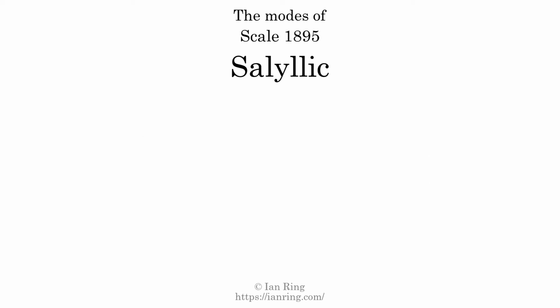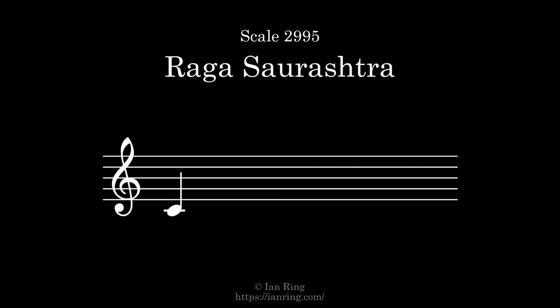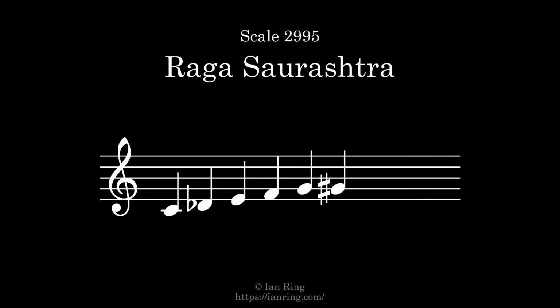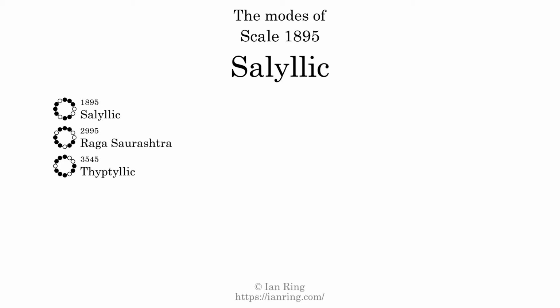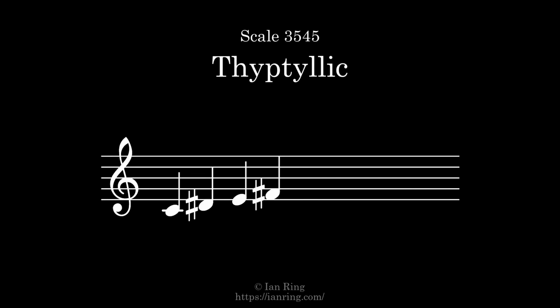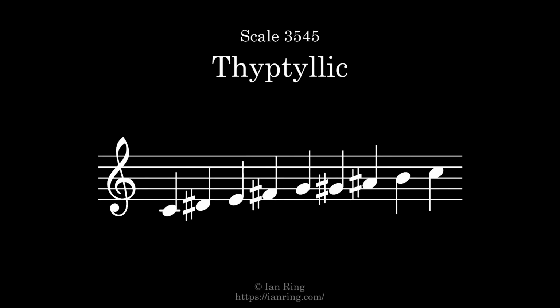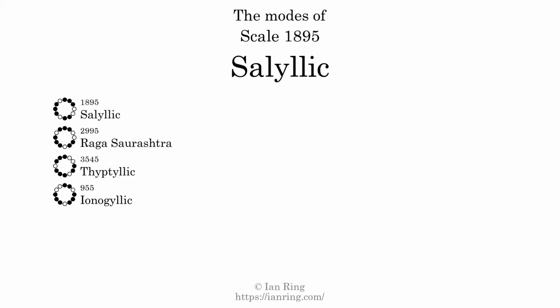This scale has 8 modes. The first mode is itself. The second mode is scale 2995, also known as Raga Sarashtra. It sounds like this. The third mode is scale 3545, also known as Untitled. It sounds like this. The fourth mode is scale 955, also known as Salyllic. It sounds like this.